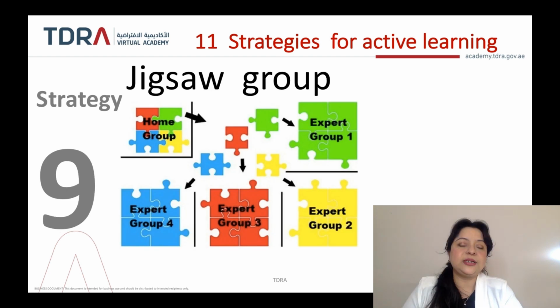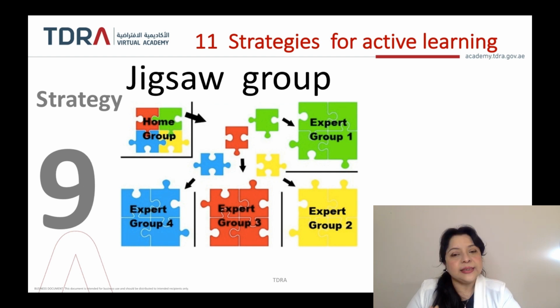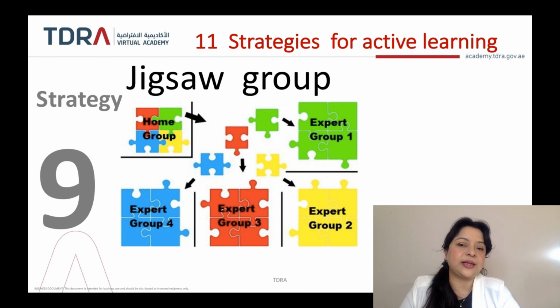Then we come to the strategy part of it, which is the Jigsaw Group. In the Jigsaw Group, what happens is that the educators or the teachers divide the entire class into groups of 4 and give them a particular topic. They can either brainstorm or do research on that, and they all become experts on that particular topic. So you have various groups, one, two, three, four, and they have all become experts in that particular topic.